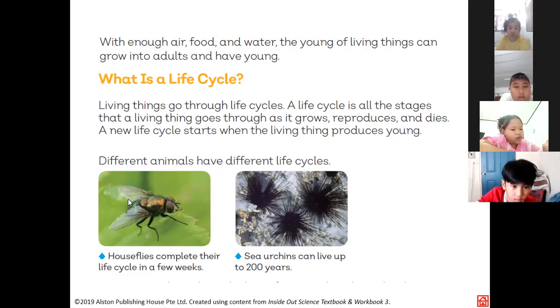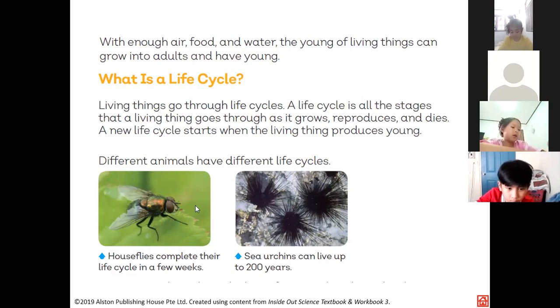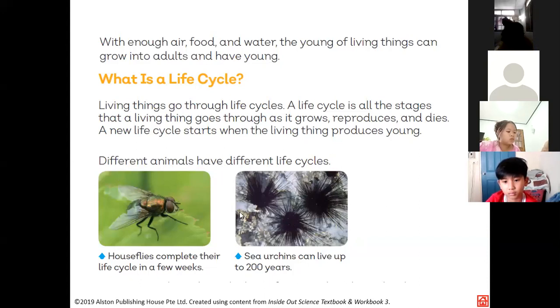This insect is the house fly. House flies complete their life cycle in a few weeks. So this kind of insect will complete their life cycle in maybe 2 or 3 weeks. And the picture right here is a sea urchin. They can live up to 200 years. Oh, imagine this kind of animal. They live 200 years. So these are examples of different animals that have different life cycles.